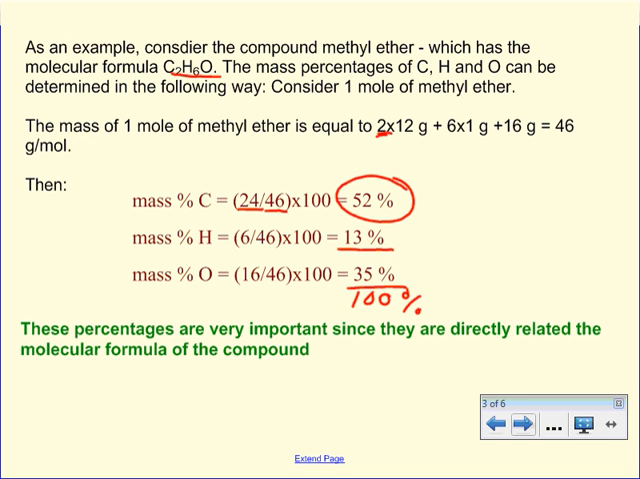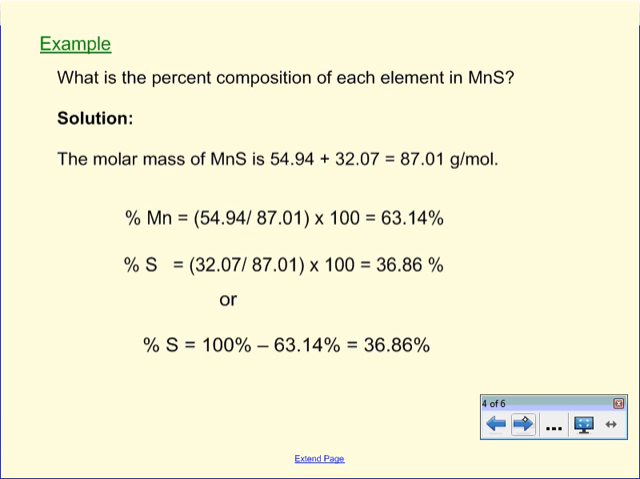Let's try one more example. So I want to know the percent composition of each element in manganese sulfide. So I look at the molar mass and I take this directly from my periodic table. Manganese is 54.94, sulfur 32.07 for a grand total of 87.01 grams per mole.